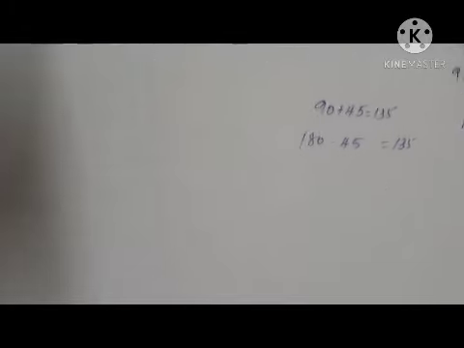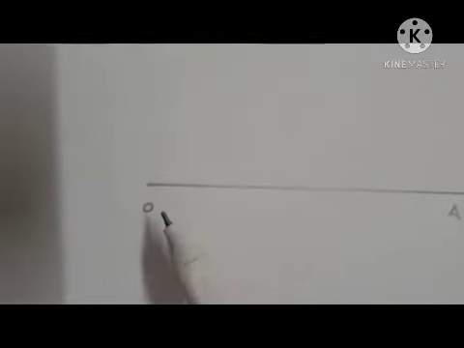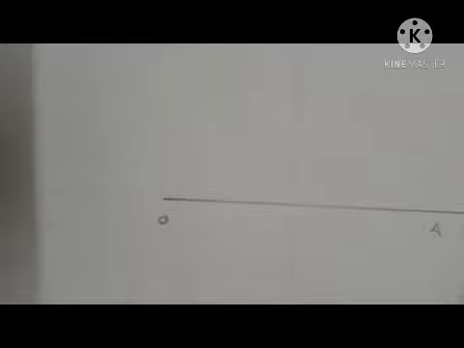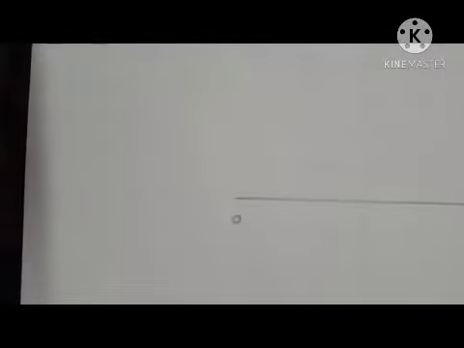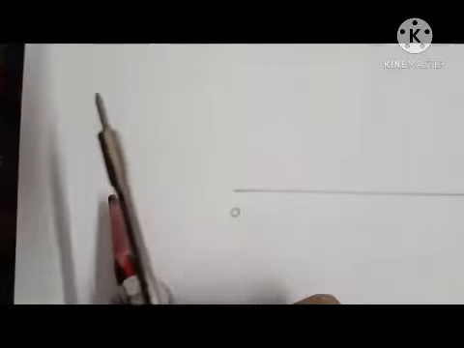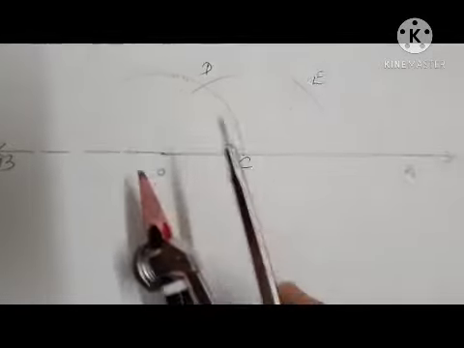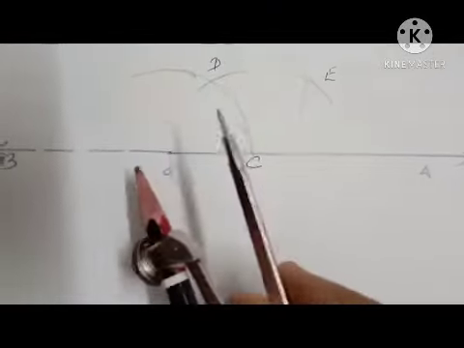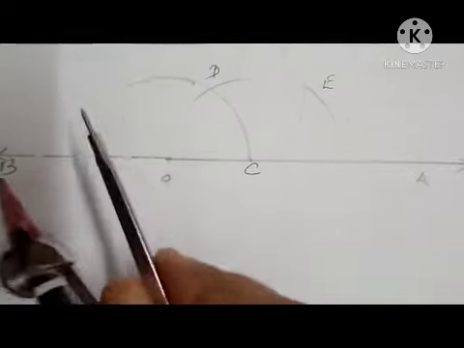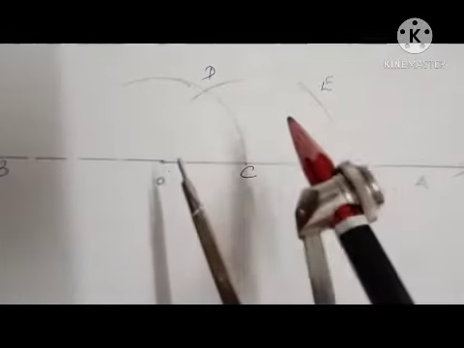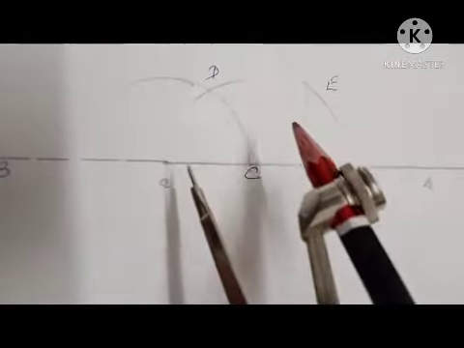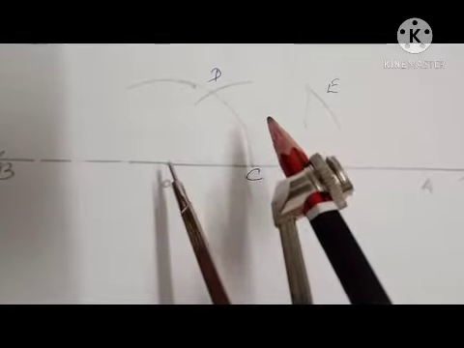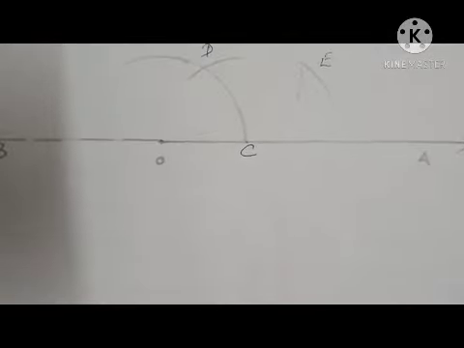So here I draw a ray OA. Then how we will get 180 degree? 180 degree means a straight line, no? So we can extend this ray OA using the ruler. The 180 degree angle straight line. When I extend O to B, then I have to subtract 180 minus 45. For that I have to get 45 degree. How we will get 45 degree?